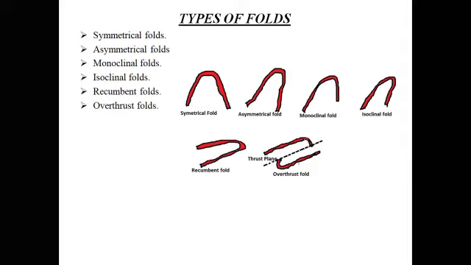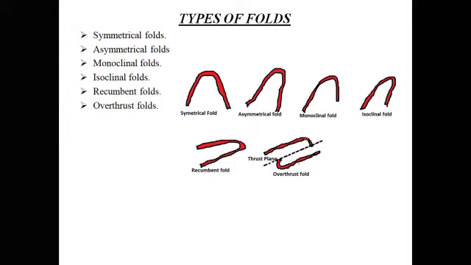Next, monoclinal folds. When the compressional force acts in such a way that one limb of the fold is vertical, it is called a monoclinal fold. Now in a monoclinal fold, you can see that the compressional force has acted in such a way that one limb is totally vertical. Isoclinal folds are also called overfolds.